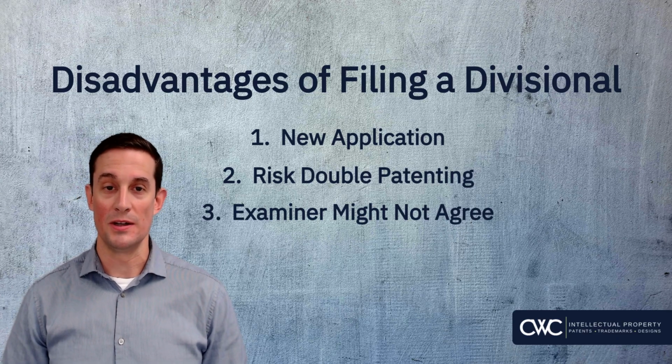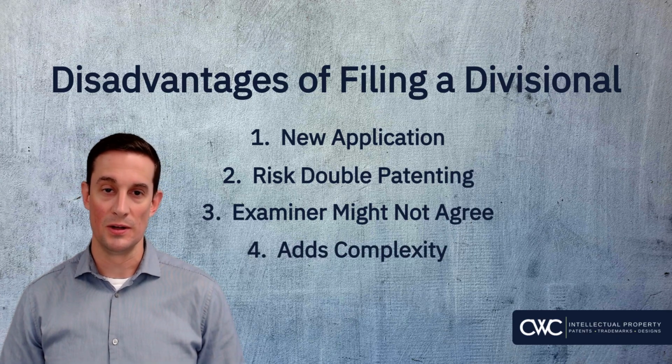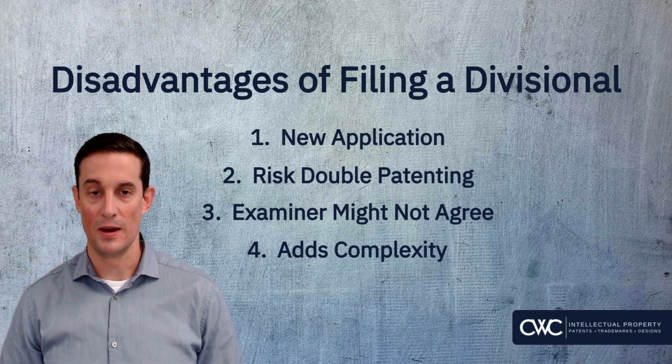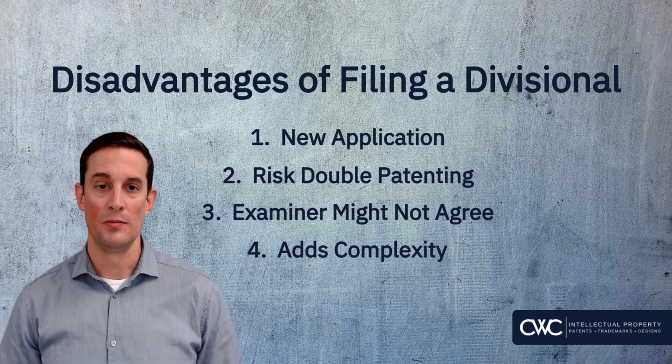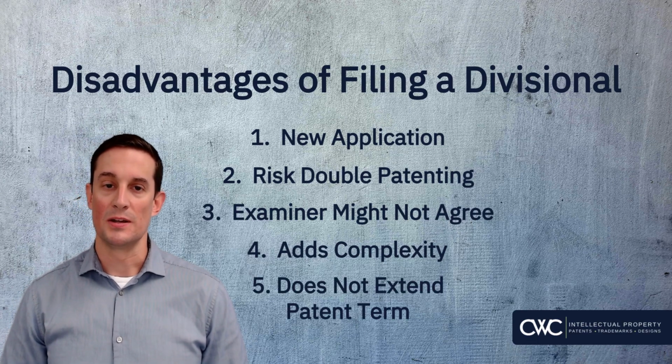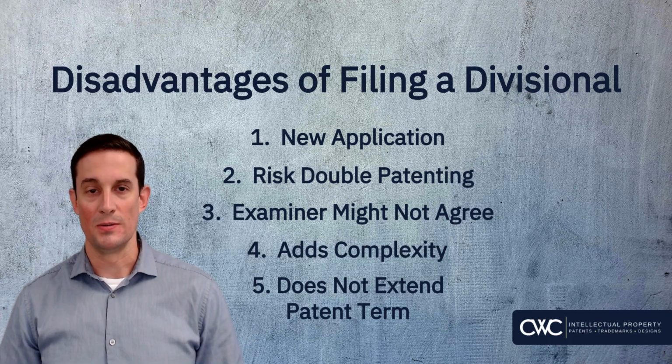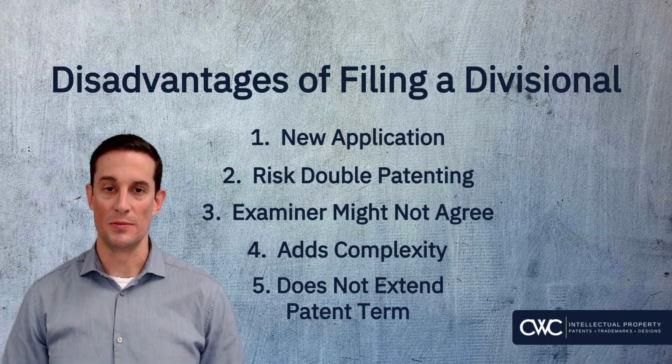Managing multiple applications adds complexity. You'll deal with separate examinations, deadlines, and claim strategies. And remember, filing a divisional does not extend your patent term. Both the parent and divisional expire 20 years from the original filing date.